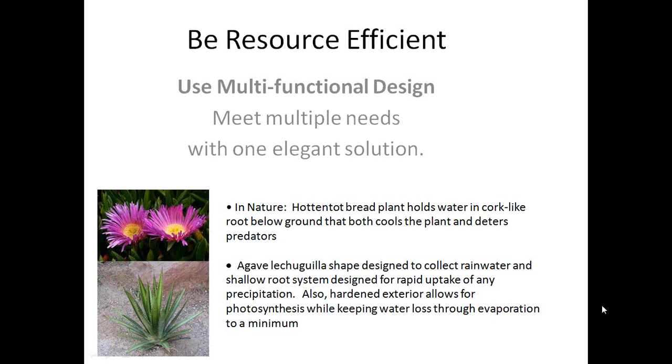Multifunctional design. Again, we focused in on dry weather species. The Hottentot bread plant has a multifunctional design. It's got the cork-like root system that both cools the plant and deters predators. And also the agave. It can collect water with its vegetation, but also it's got a shallow root system, so it figures out several different ways to collect water and also keep the water that it has with its tough skin to minimize evaporation.